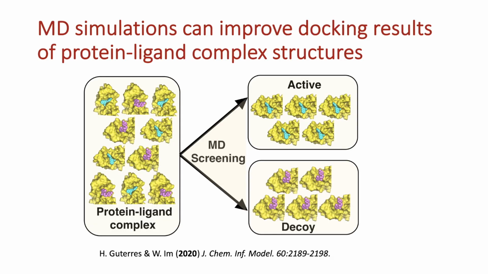To solve this problem, we have recently shown that high-throughput molecular dynamics simulations can be used to improve docking results of protein-ligand complex structures. Specifically, we evaluated 560 protein-ligand structures consisting of 280 active sites and 280 decoy ligands, and showed 22% improvement in area under the curve in its ability to discriminate active compounds from the decoy compounds.